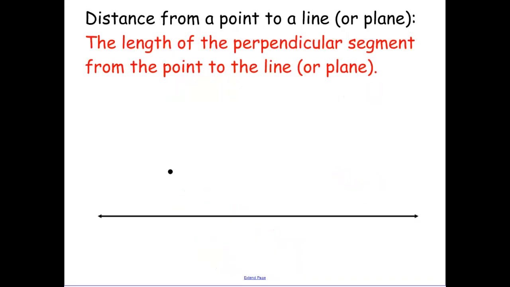Okay, distance. And I talked about this a little bit. The distance from a point to a line is a perpendicular segment. That's the shortest segment that we can draw to our line. So it's the shortest distance. When we talk about distance, that's our shortest distance.